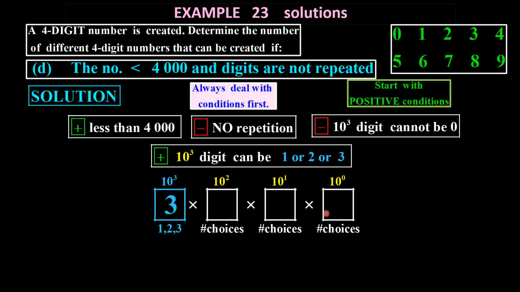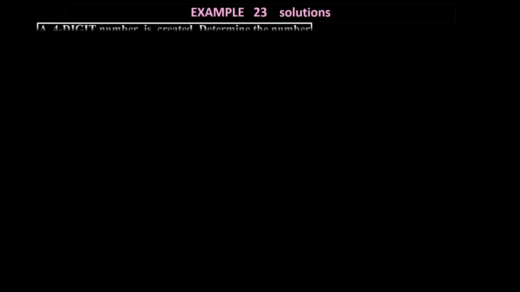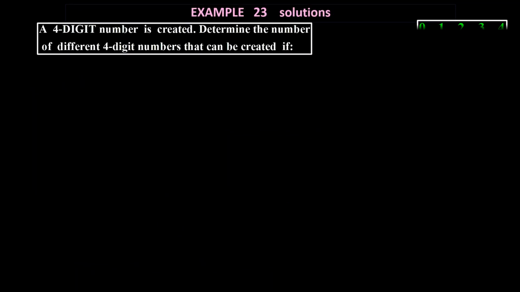And I have 10 digits available. So I already used up one of the digits, so I can put any 9. Then I can have any 8. Then I can have any 7, right? So if I want a number less than 4,000, I now have a total of 3 times 9 times 8 times 7, which gives me a total of 1,512. Let's do one more based on the 4-digit number.